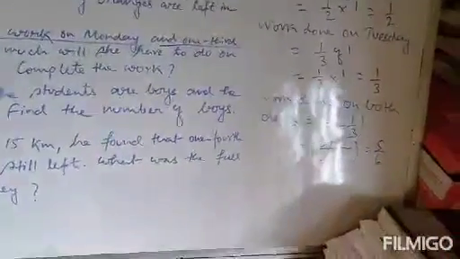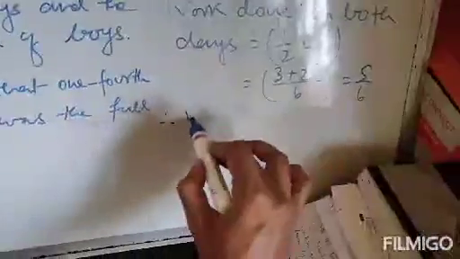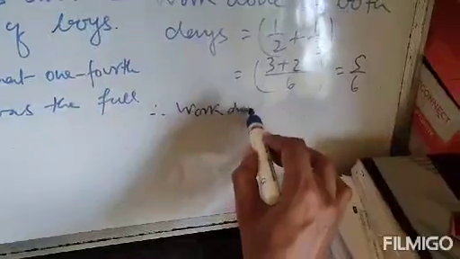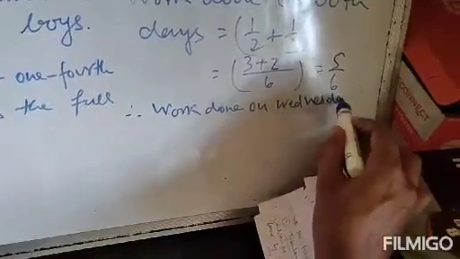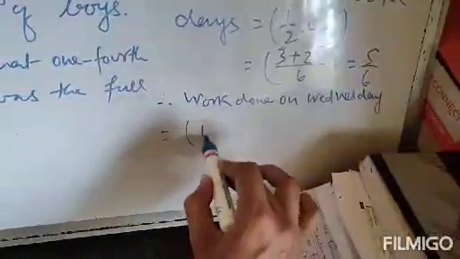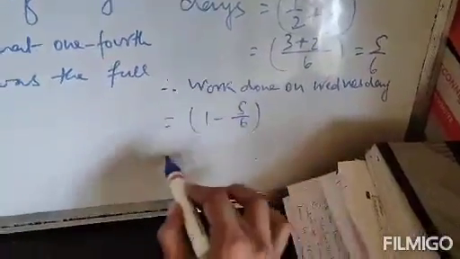That means we have to subtract 5/6 from 1, because 1 is the total part, and that will be the work done on Wednesday. That means work done on Wednesday equals 1 minus 5/6.